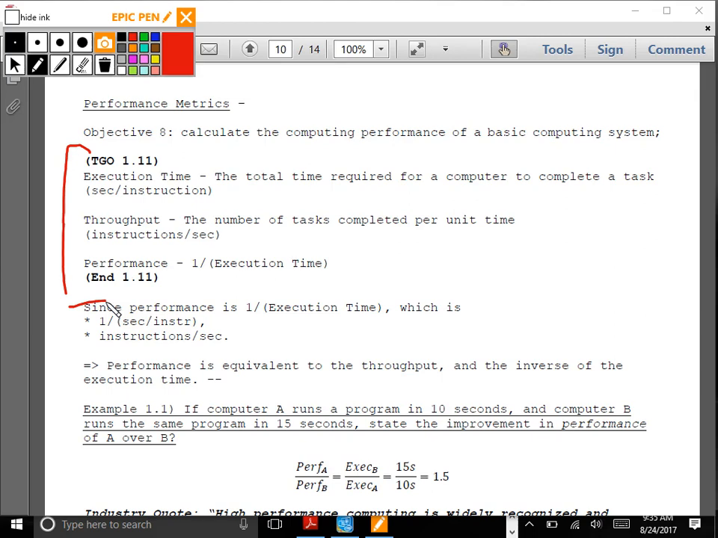Execution time is the total time required for a computer to complete a task. That seems relatively intuitive, but when you're working on these problems, what you really want to understand are the units. Specifically, seconds or seconds per instruction. An instruction is each computing instruction that is being completed by the data path.